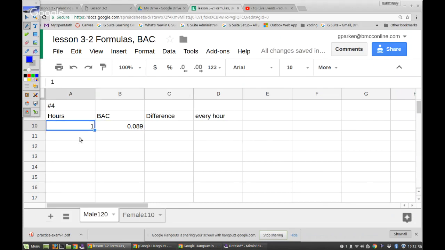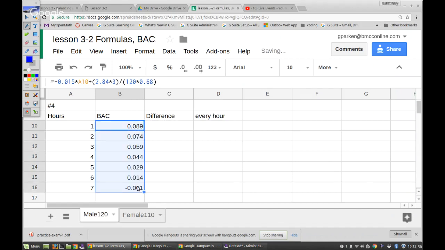Now, as far as the time goes, I want to see 1, 2, and so on. Once I get the 1 and 2, remember we can do the autofill to continue the pattern. So I can get a few numbers there. And then for the BAC, I just click on the formula and then use the autofill button to drag it down. And so I can see after about 7 hours, it'll be pretty darn close to 0 for his BAC.